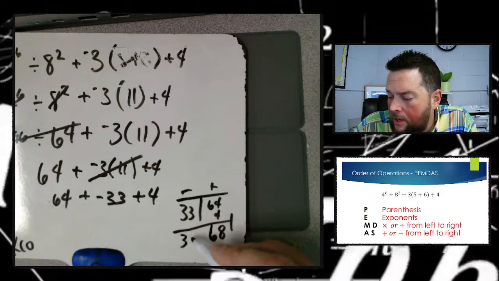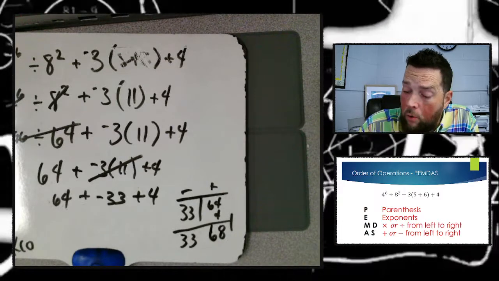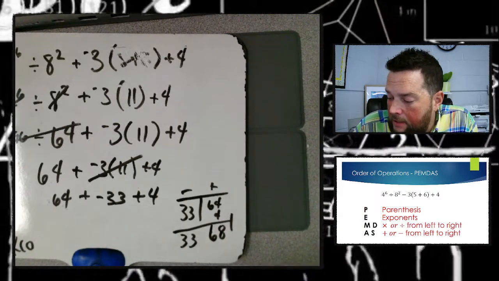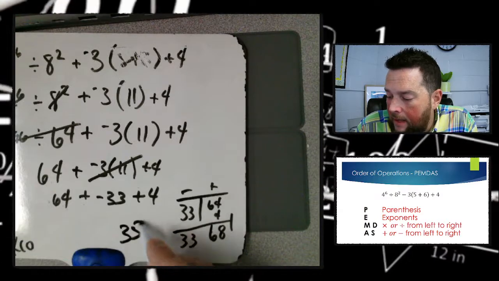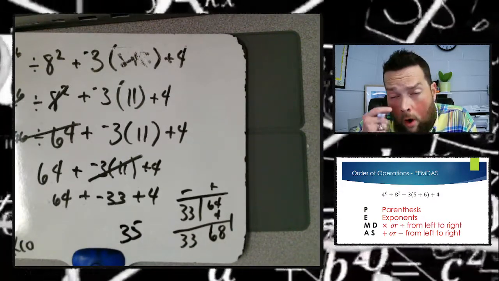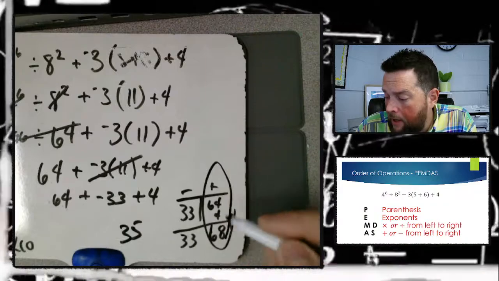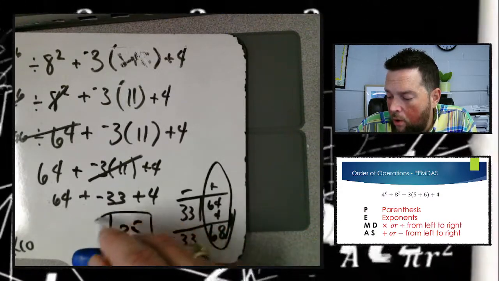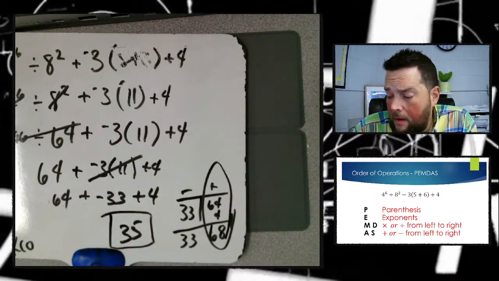I have 68 positives, 33 negatives is their award. Yes, 68 minus 33 is 35. That's the difference. All right, and who won the war? The positive had a bigger team, so the positive won the war, and that is our final answer.